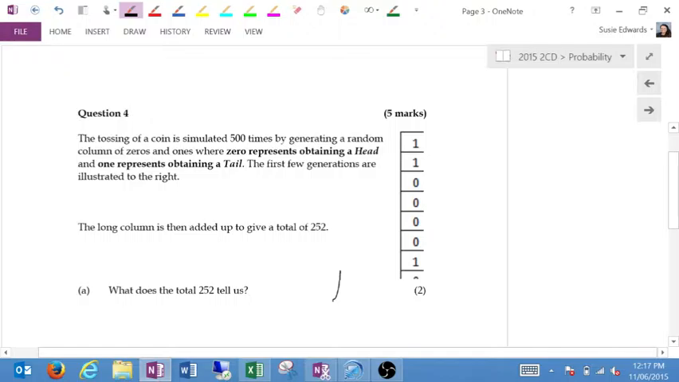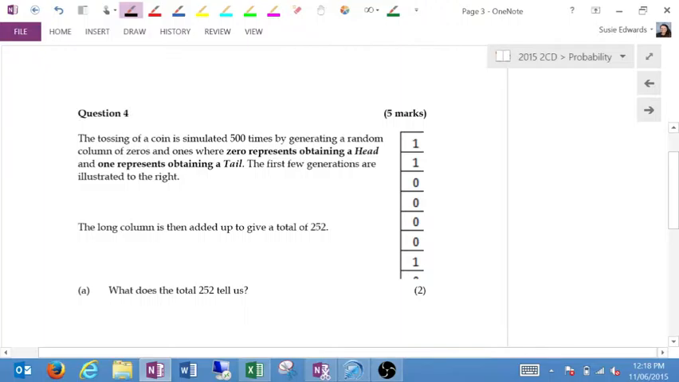The tossing of a coin is simulated 500 times by generating a random number of zeros and ones, where 0 represents obtaining a head and 1 represents obtaining a tail. Okay, so 0 head, 1 tail. The first few generations are illustrated to the right. So, for example, 1, 1, 0, 0, 0, 0, 0, 1, 0. Okay. The long column is then added up to give a total of 252. What does that 252 mean?